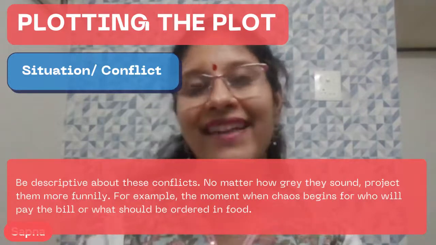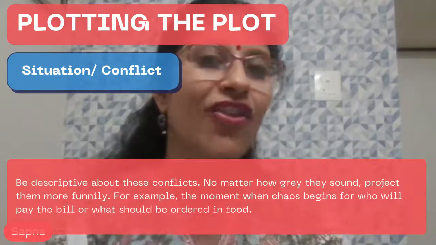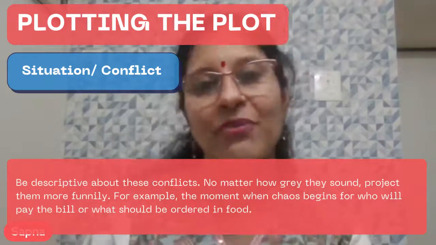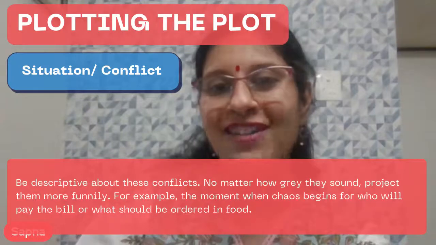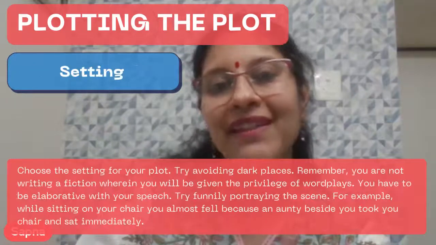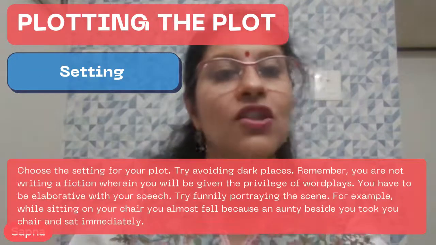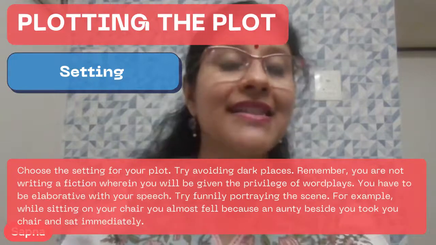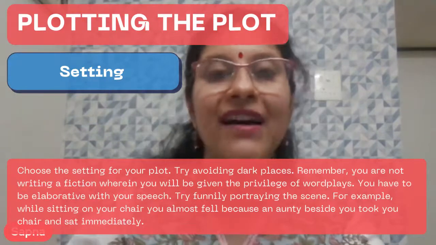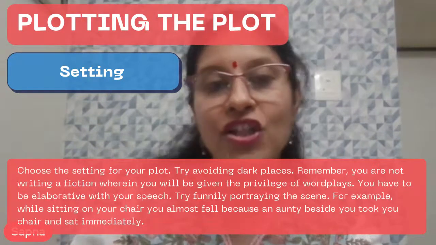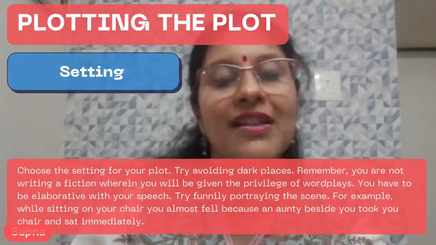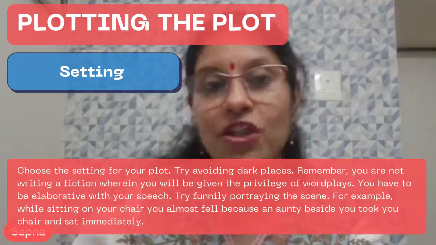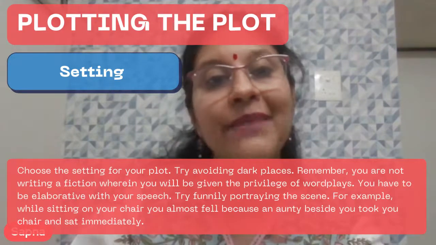All of that is again chaotic moments in your situation, which will be the element for giving a funny plot. Yes. Now the third element that we have here is the setting. So setting of the plot is the place that you're going to choose. And remember that you're not writing a fiction, so you have to be elaborative with your speech. You need to give vivid description about the place. So try funnily portraying the scene.